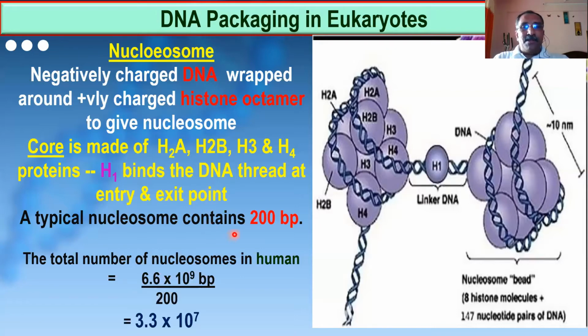Well and good. So the total number of nucleosomes in a human DNA, note it down, is 3.3 into 10 raised to 7. The total number of base pairs in a human DNA is 6.6 into 10 raised to 9 base pairs. The total number of base pairs in one nucleosome is equal to 200 base pairs.